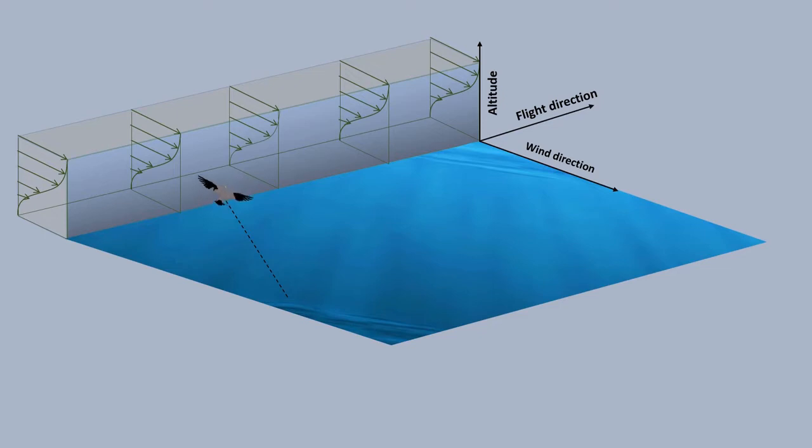Second, the high altitude turn. In this phase, the bird reorients itself towards the tailwind. Third, the leeward descent. The bird then starts descending, trading the gained potential energy with kinetic energy. Fourth, the low altitude turn. In this final phase, the bird reorients itself for the next cycle, beginning the process anew.